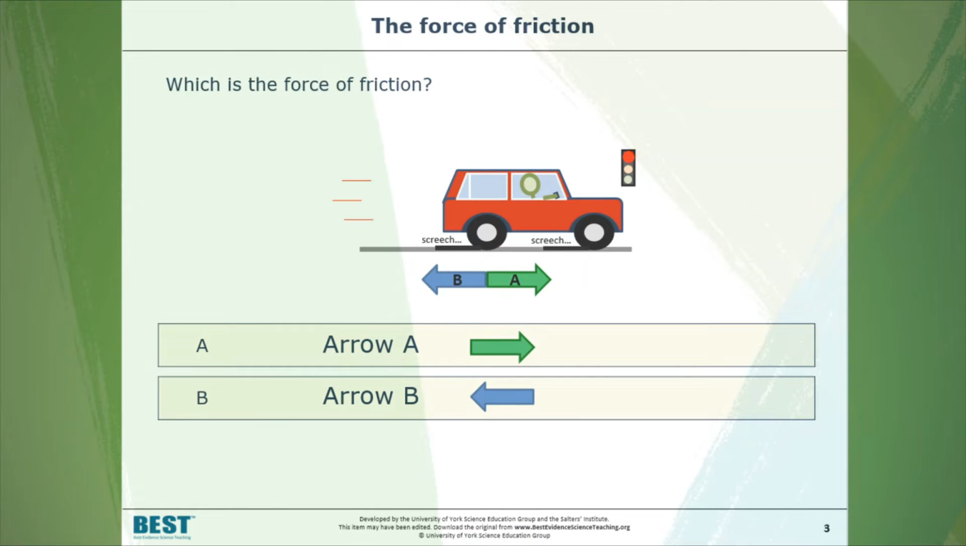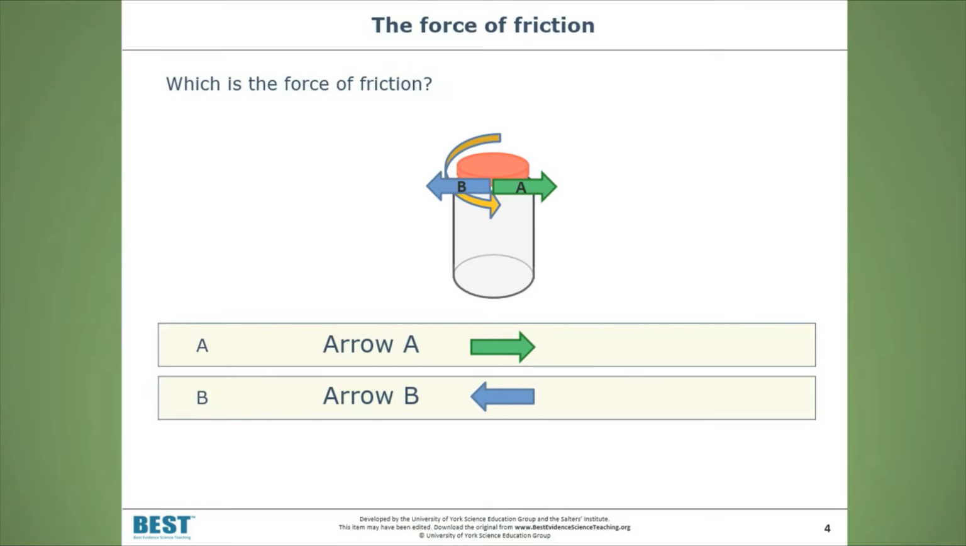The correct answer is arrow B. What about this? When you open the bottle, cup, or container, turning the cap counterclockwise, which direction does the force go? Arrow A going to the right or arrow B going to the left? The correct answer is arrow B.